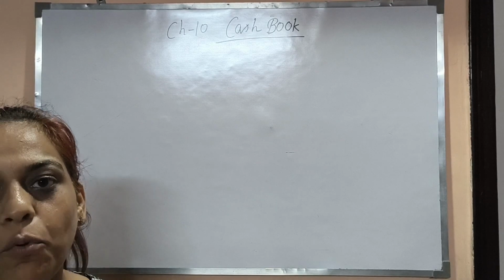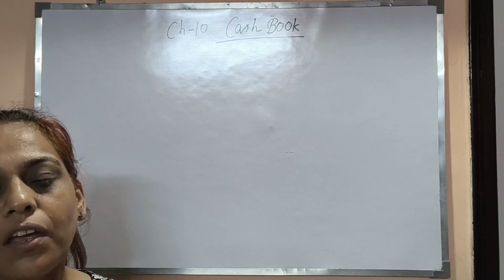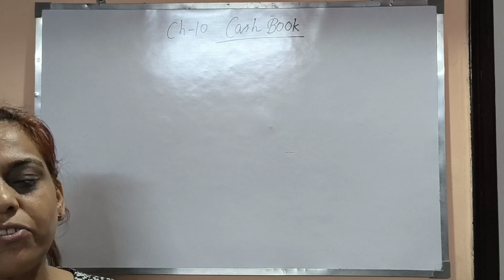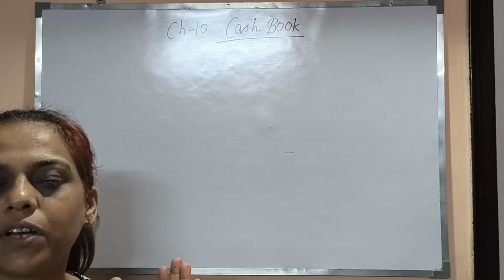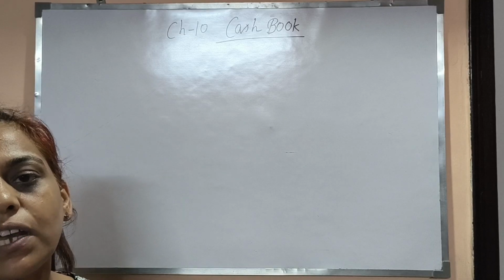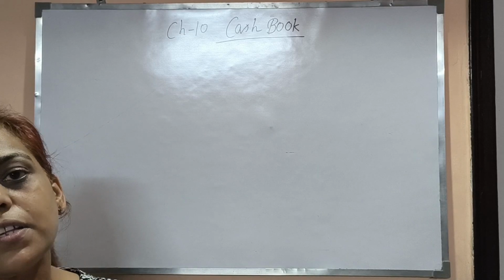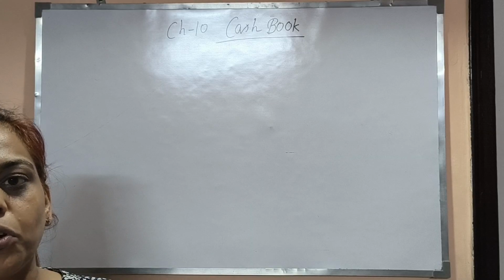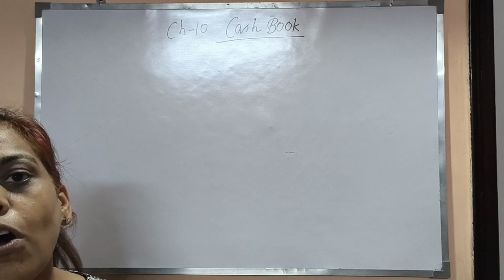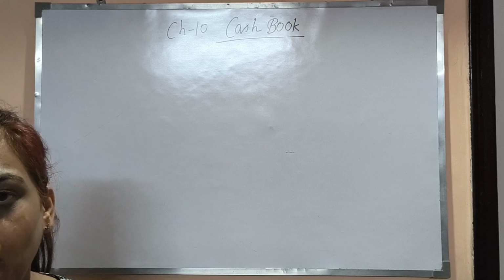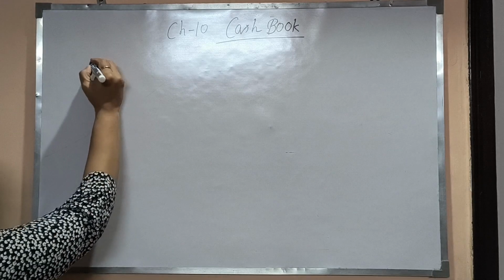Cash book is a main book of accounts in which only cash and bank transactions are recorded. Whatever cash we receive is recorded on the debit side of the cash book, and whatever we pay in cash is recorded on the credit side of the cash book. There are two types of cash books: one is the simple column cash book, and the second is the two column cash book.